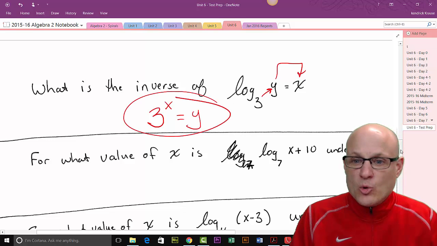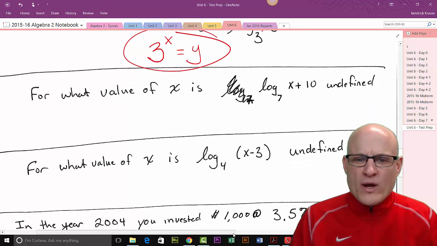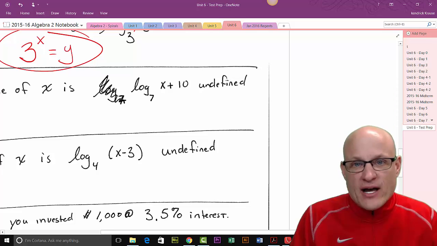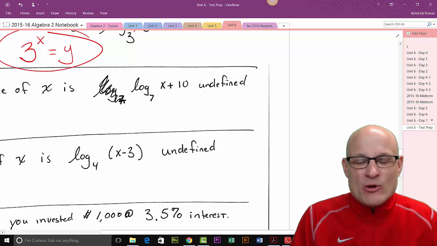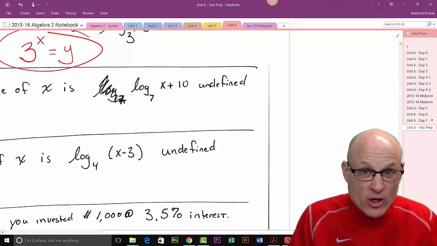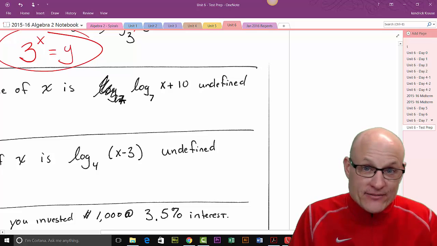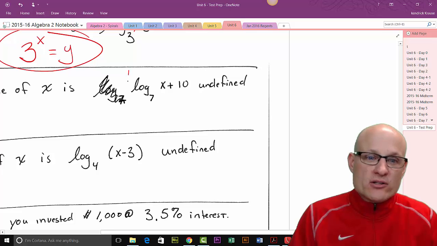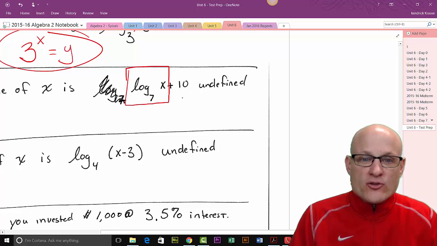Okay. When is a logarithm undefined? A logarithm is undefined when you try to take the log of 0 or anything negative. You can't take the log of 0 and you can't take the log of anything negative. Well, here is the log. Not the 10. The 10 has nothing to do with it. So what values can this not be? This can't be 0 or anything less than.